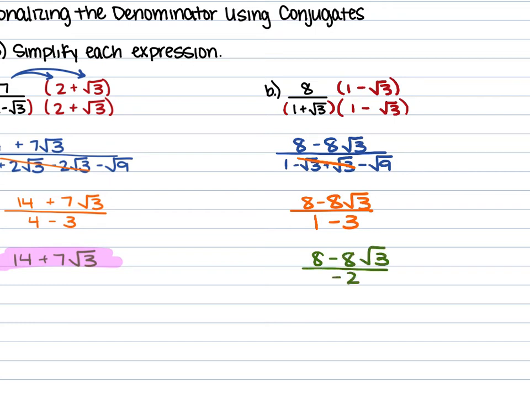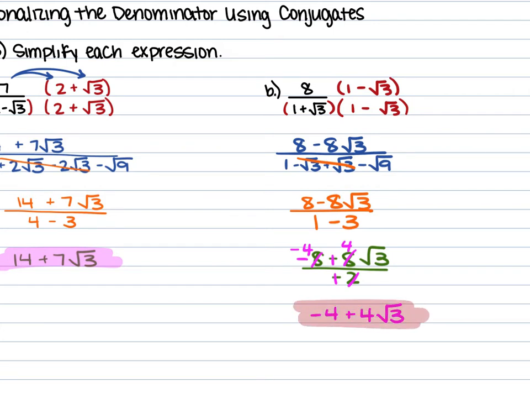You have a negative here, so switch the signs on everything because you don't want a negative in the denominator. And then simplify with the 8s and the 2. The only reason why you can simplify this is because both terms up top are divisible by 2. The 8 is divisible by 2, it becomes a 4. So that's negative 4. Then the other 8 becomes a 4 as well. So that's just negative 4 plus 4 square root 3.